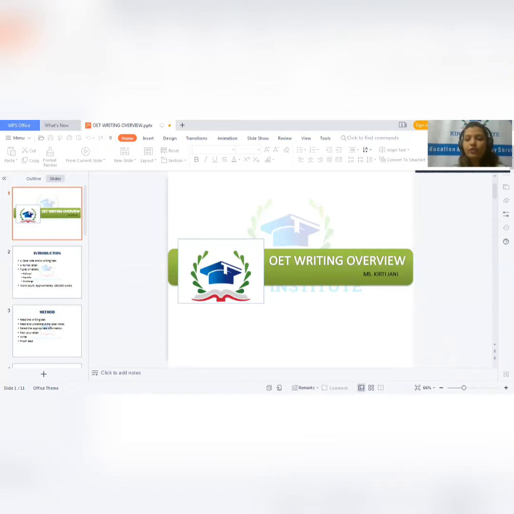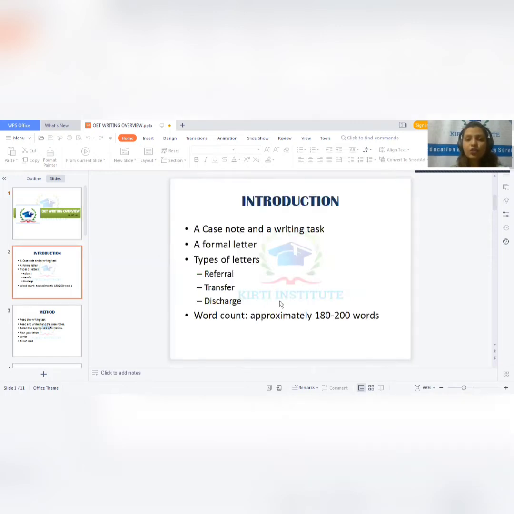In OET Writing, you will see the case note and a writing task. A case note is about the patient's case. You must have done case studies in which we take the history from the patient, right? We take the patient's personal information, past medical history, past surgical history, social history, and presenting complaints, based on which, if you are a doctor, you will write the investigations or the treatment. If you are a nurse, you will be preparing a nursing care plan. And then we write about the nursing management and progress, medical management and progress, and then we write a discharge summary.